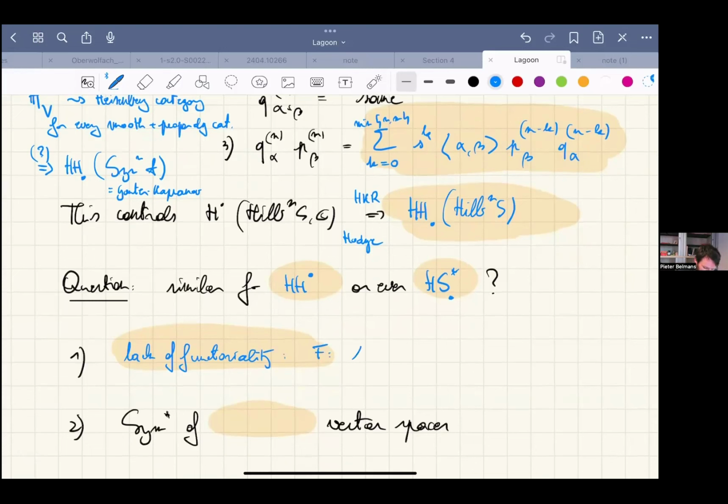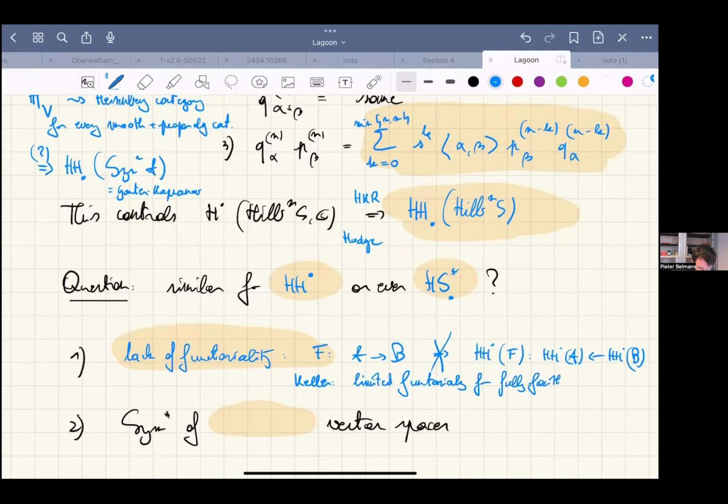But whenever you have a functor, or a quasi-functor, whatever setting you want to work in, between DG categories, this in general does not give a map like this. Or maybe the other way around, I should say, it should be contravariant. So there's no such thing. There is, in some cases, and this was done in this abstract setting by Keller, a limited functoriality for fully faithful functors. But this is not good enough to get anything like this in this setting of symmetric powers of DG categories.